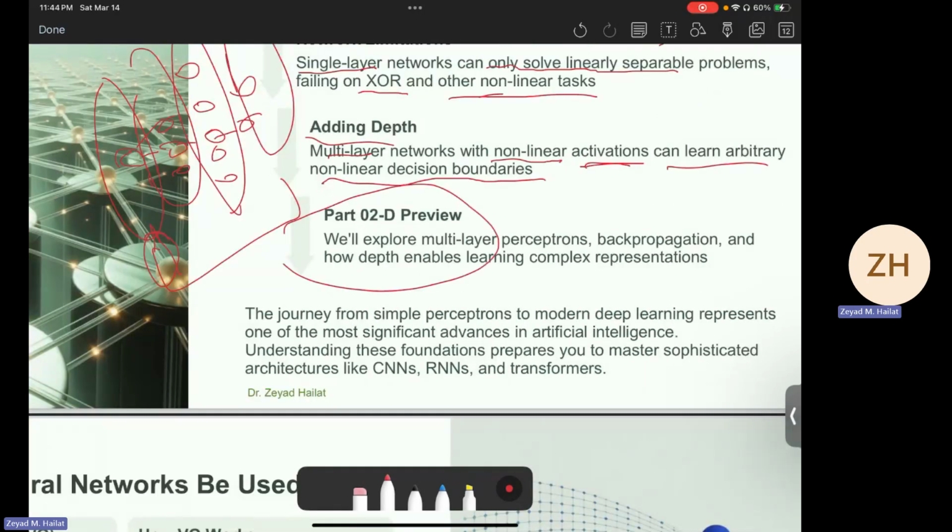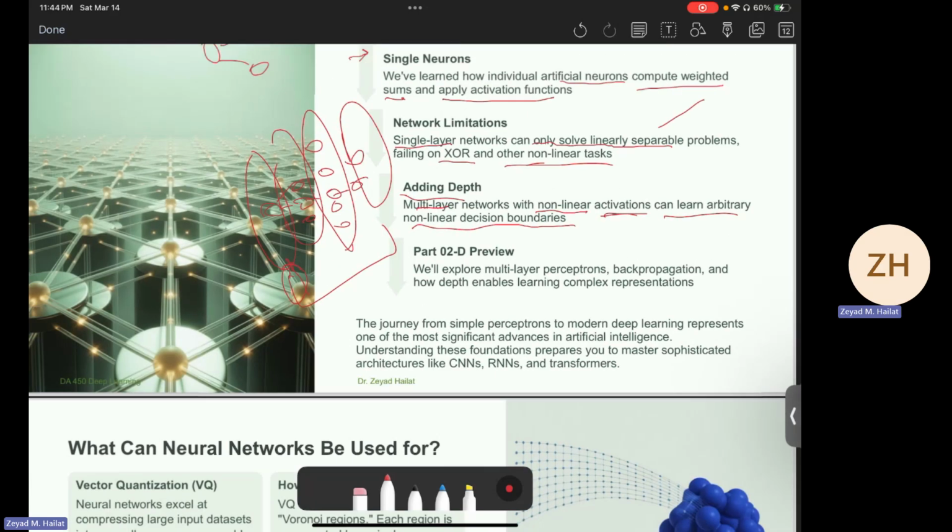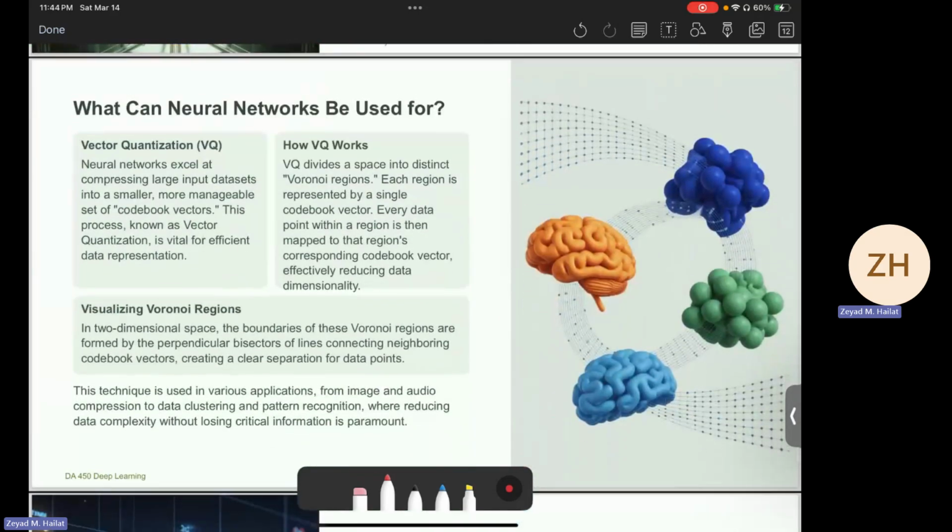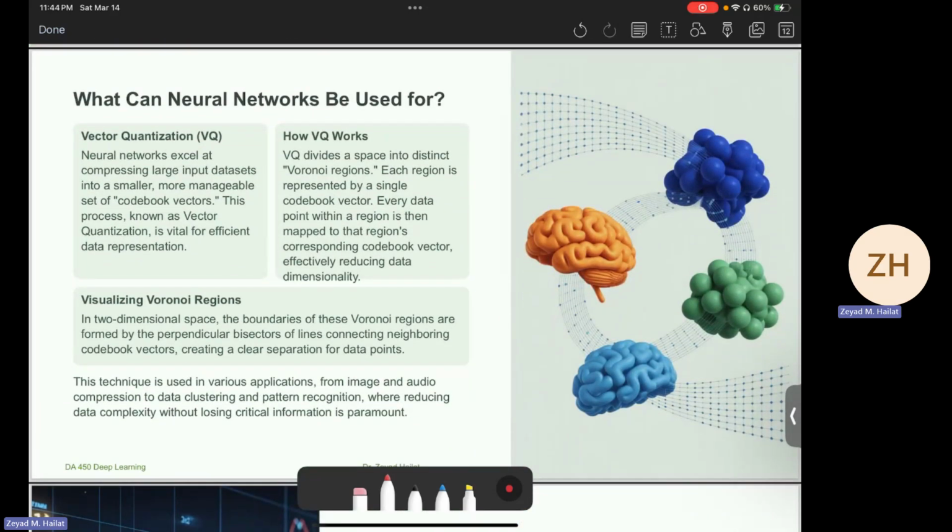Now we'll talk about this in part 2D, and we'll learn how you can create multi-layer perceptrons, backpropagation, and create deeper networks. Now let's see also how we can use neural networks.